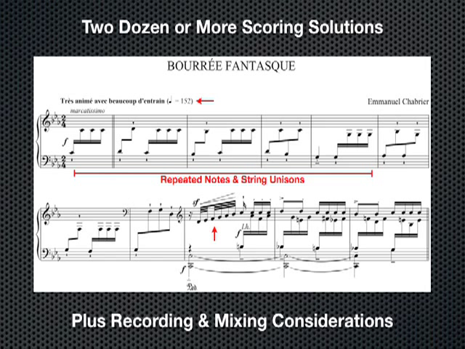How are they labeled? Now, I said there are 2 dozen or more scoring solutions. That's not a joke. Just in the first few bars where I have it underlined with repeated notes and string unisons, I came up with 11 different combinations that were possible there. And that's because when you look at the range of the pitches here, you find out that 4 of the 5 string sections can play in unison on that line.